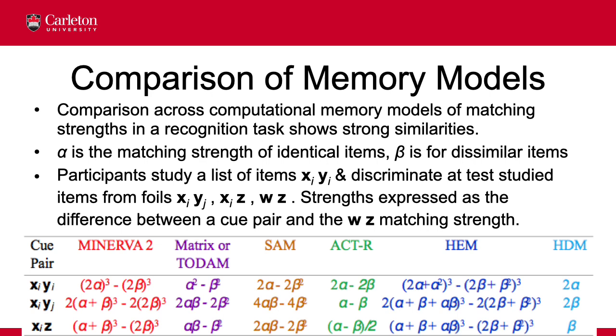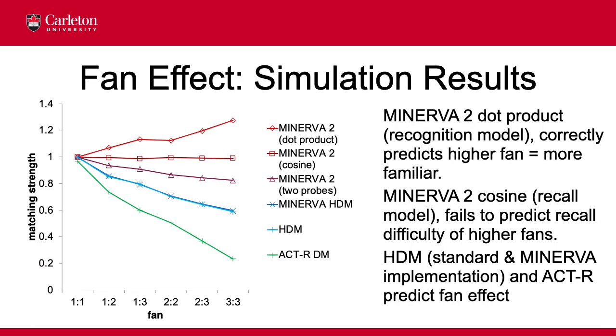Computational memory models allow us to formalize our theories of how human memory works. While there are many models, mathematical comparisons of the behavior of these models reveal strong similarities in approach across models. Simulating the fan effect using a few of these models, we find that while the ACT-R and HDM models can replicate the fan effect, Minerva does not.